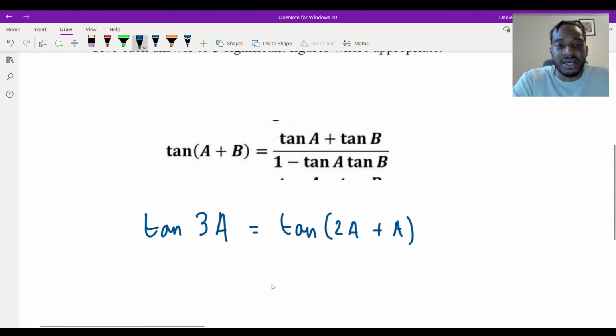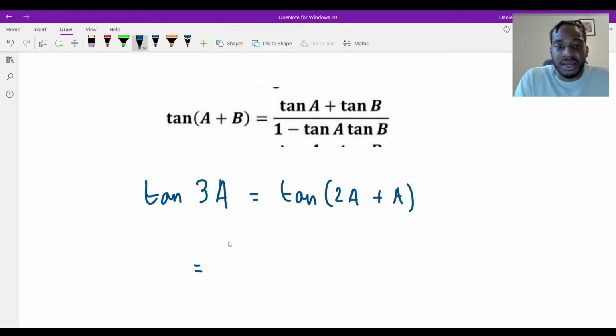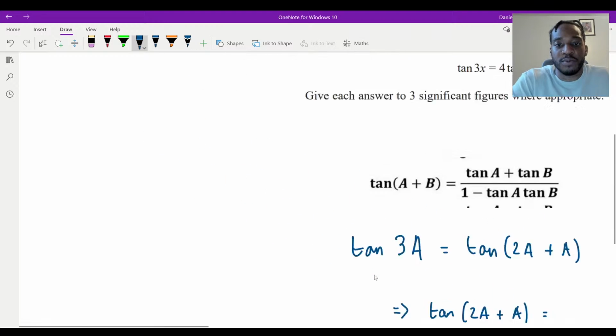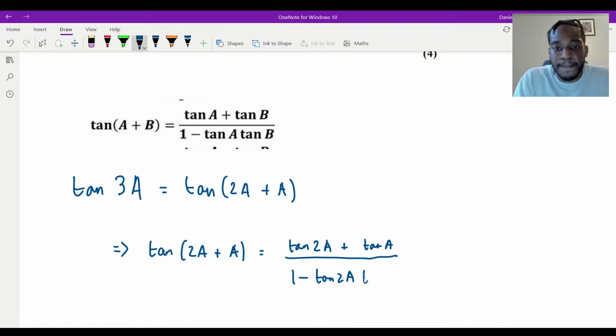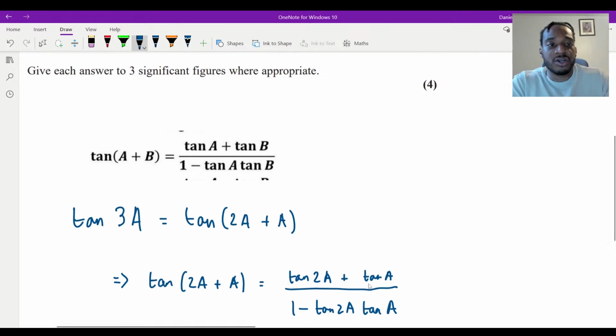So if I copy that there and use that formula, tan(2A plus A) is going to be equal to, if I copy that exact formula on top here, tan 2A plus tan A over 1 minus tan 2A times tan A, like that.